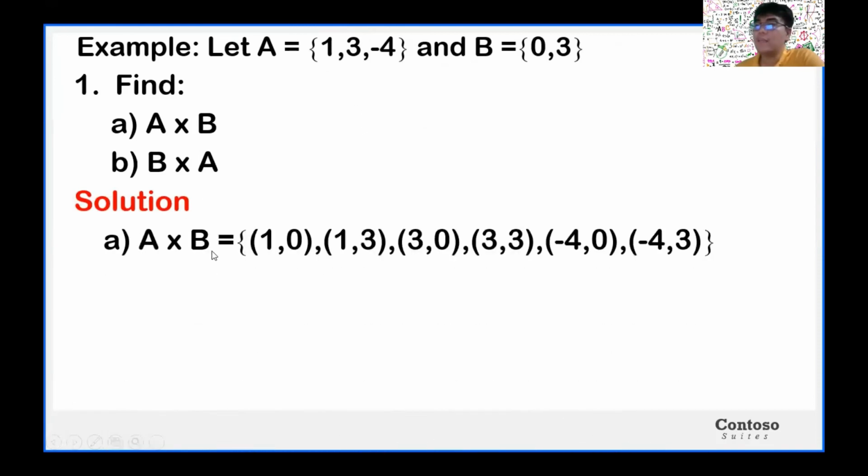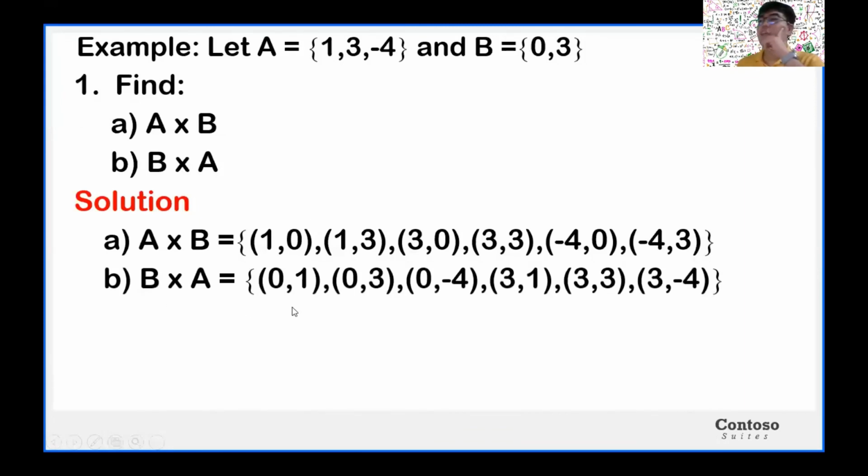So the solution. A cross B is a set of ordered pairs in which the first element is present in A, so that's 1, and the second element is present in B, that's 0. Then (1, 3): 1, element of A, 3, element of B. Then (3, 0), then (3, 3), then (-4, 0), and (-4, 3). So we could see here that as we continue on, we just distribute the value 1 to 0, 1 to 3, 3 to 0, 3 to 3, -4 to 0, -4 to 3.